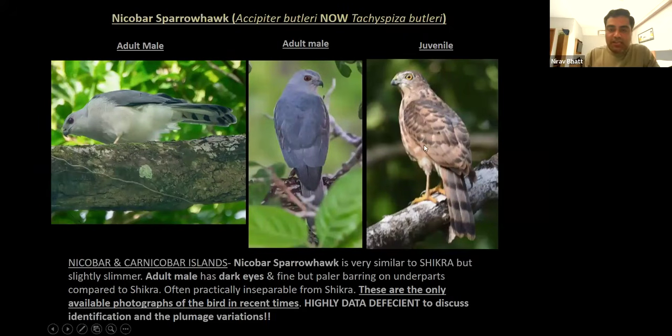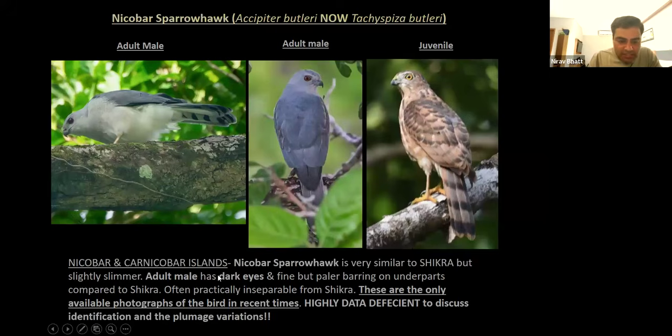The last to be discussed here is an extremely rare bird, which is called a Nicobar Sparrowhawk. This is so rare to find. I could find only these 3 photographs on the internet for this species. There are no other photographs. Okay. So it is very, very difficult to identify this. I'll try to explain how it looks, but it is a very difficult bird to find.